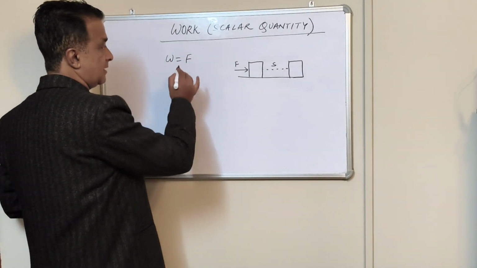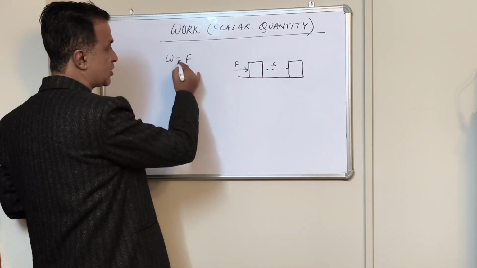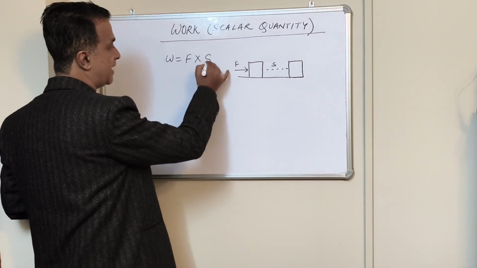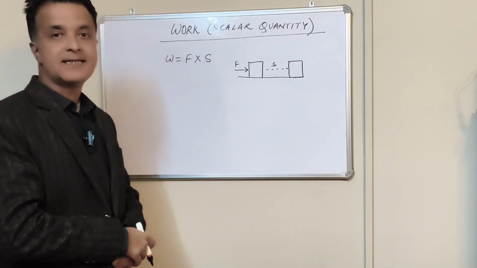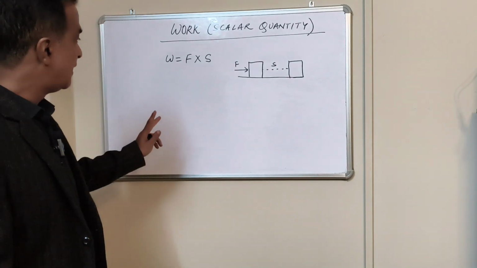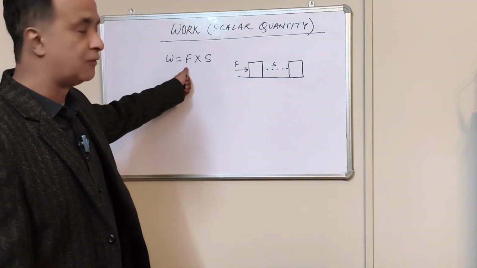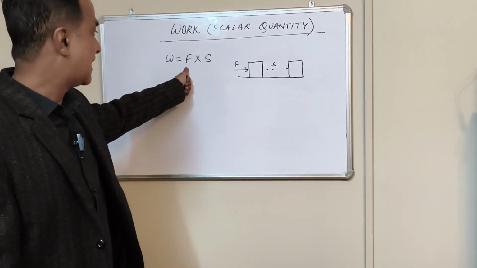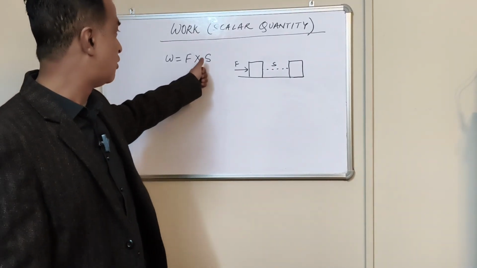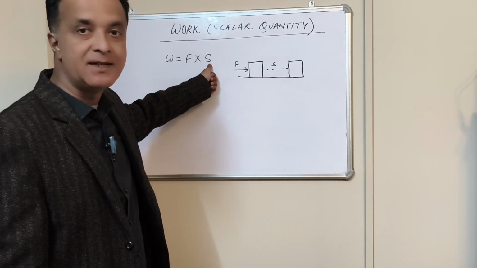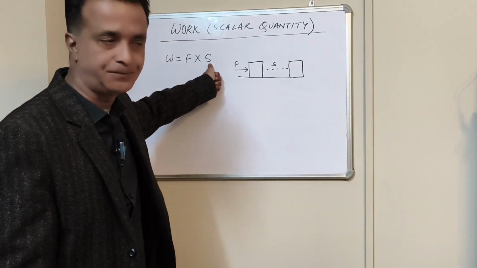So how we write it in formula form or as an expression is work is force multiplied by displacement, and it is a scalar quantity. So basically, for work to be done, two conditions have to be met. Firstly, a force has to be applied on a body, and second condition is the applied force has to produce a displacement in the direction of the force.